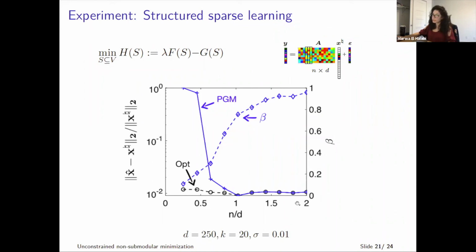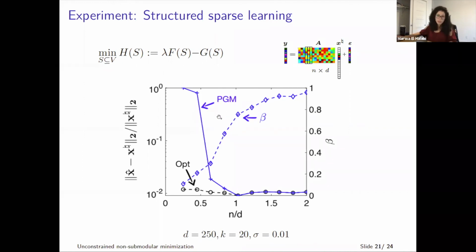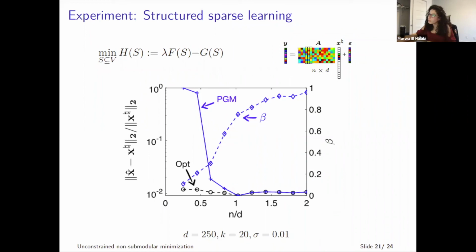And this basically is the expected behavior. The reason why this happened is that as the number of measurements increases, the condition number of A improves, and it means that the parameter beta will increase. Then the objective function that we're trying to minimize is becoming closer and closer to being submodular. And that means that, as expected, the proximal gradient method will perform better and better, so closer to the optimal solution. Okay.